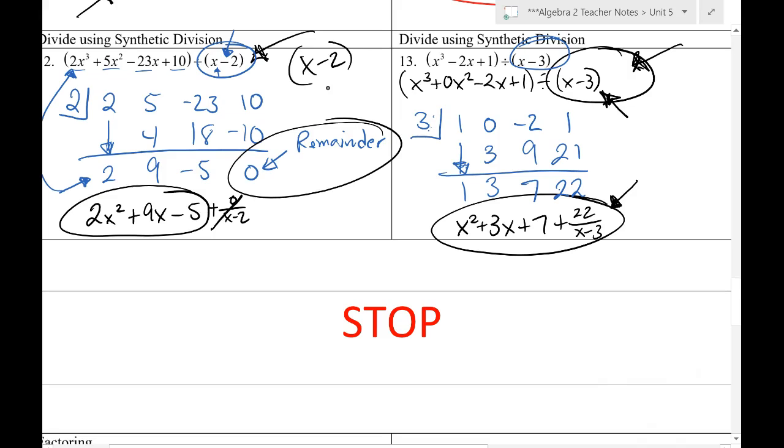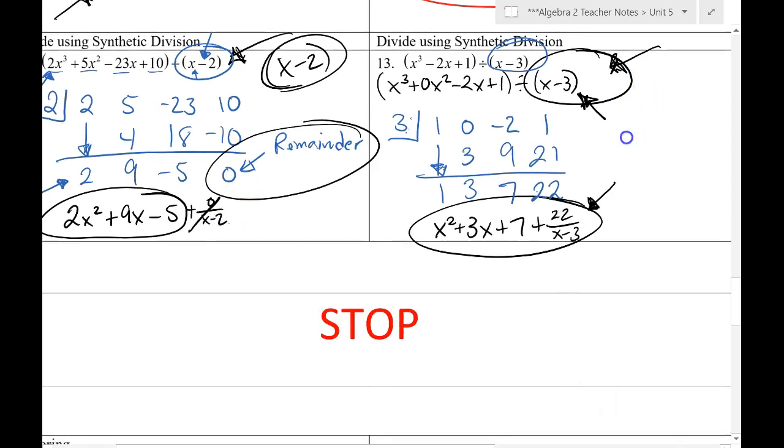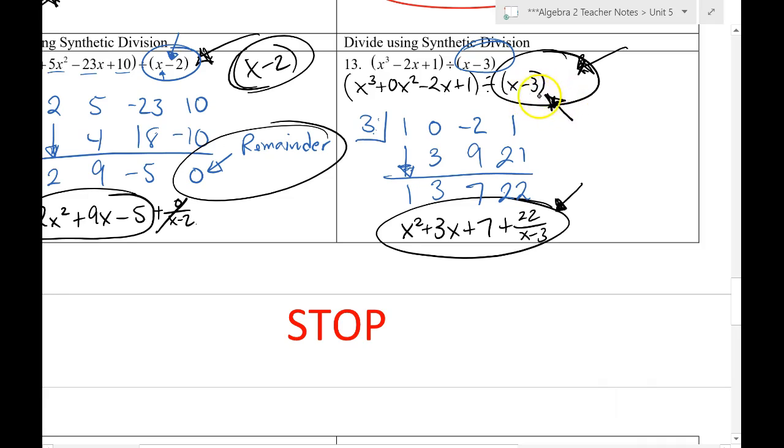Like when we factored out the problems with zeros, and you get x minus 2 and x minus 3, these are actually factors of that original polynomial. So if we divide it in there and it comes out with a remainder of 0, we know that it's actually a factor. But over here on the right, where we try to check if x minus 3 is a factor of this original polynomial, x cubed minus 2x plus 1, we came out with the remainder of 22 over x minus 3. So that means it didn't go into it evenly, and it's not a factor.